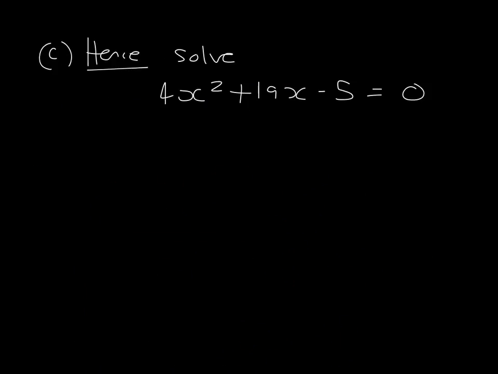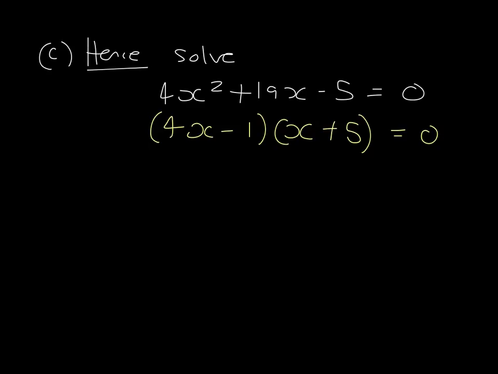Part C of question 11, hence solve the equation 4x squared plus 19x minus 5 equals 0. The fact that the word hence has been used means that something in the previous part of the question will help us solve this equation. Now, in the previous part of the question, we factorised 4x squared plus 19x minus 5, and we did it as the following. 4x minus 1, x plus 5.